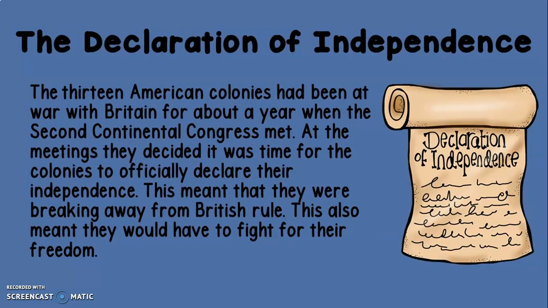The Declaration of Independence. We've talked about this many times, and we have looked at parts of it when we have been reading Divided Loyalties. So we close read some of the excerpts from it. Think about what the word excerpt means. The 13 American colonies had been at war with Britain for about a year when the Second Continental Congress met. At the meetings, they decided that it was time for the colonies to officially declare their independence. This meant that they were breaking away from British rule. This also meant they would have to fight for their freedom.